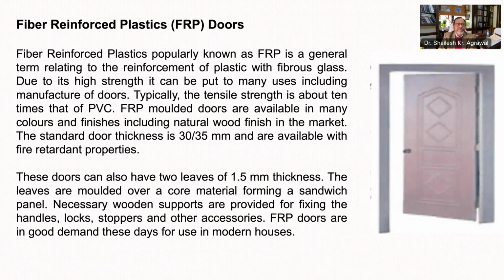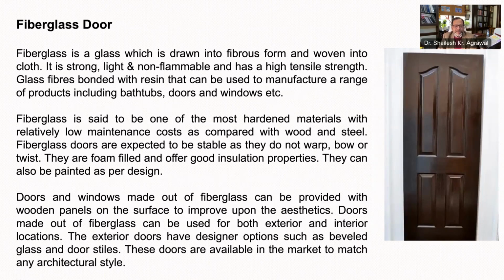Let's look at the fiber reinforced plastic doors. Fiberglass is glass drawn into fibers and woven into cloth. It is strong, light, and non flammable and has high tensile strength. Glass fibers bonded with resin can be used to manufacture a range of products, including bathtubs, doors, windows, etc. Fiberglass is said to be one of the most hardened materials with relatively low maintenance cost as compared to wood and steel.